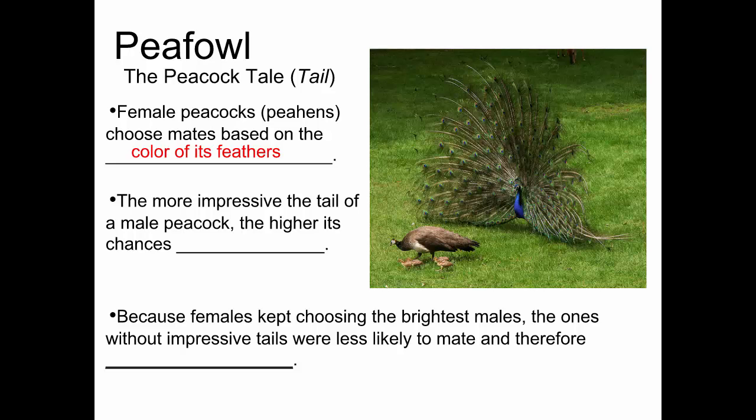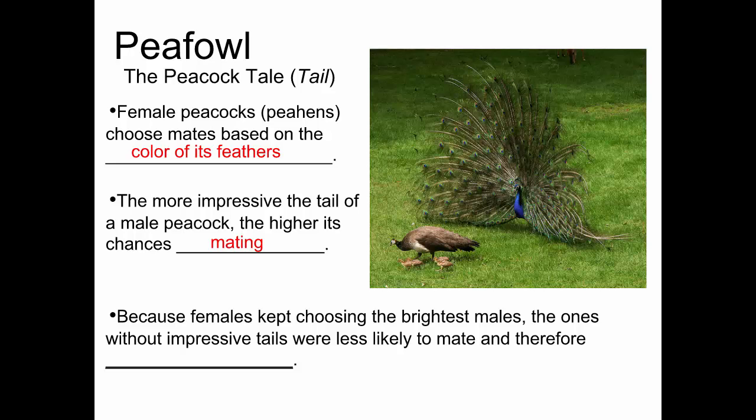Find a mate, which leads to reproduction. What if one of these males is born with a gene that makes their tail just kind of small and boring? What's that? It's going to die. Well, not so much that it's going to die, but there won't be mating production. It's not going to reproduce, and so probably not going to pass on that gene to its offspring. So the more impressive the tail, the higher its chance of mating.